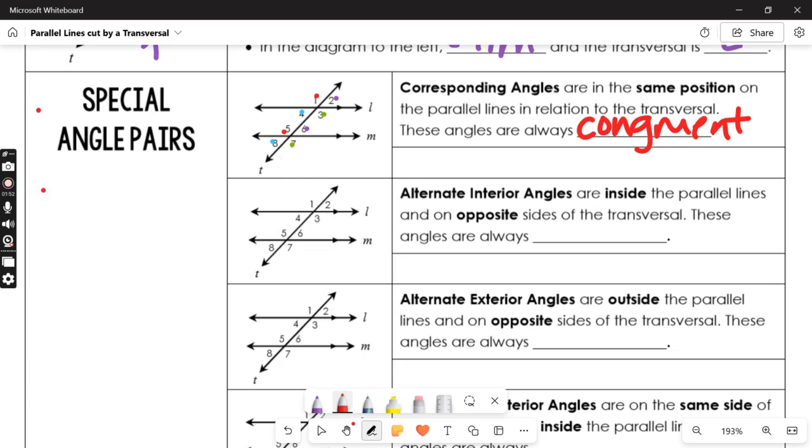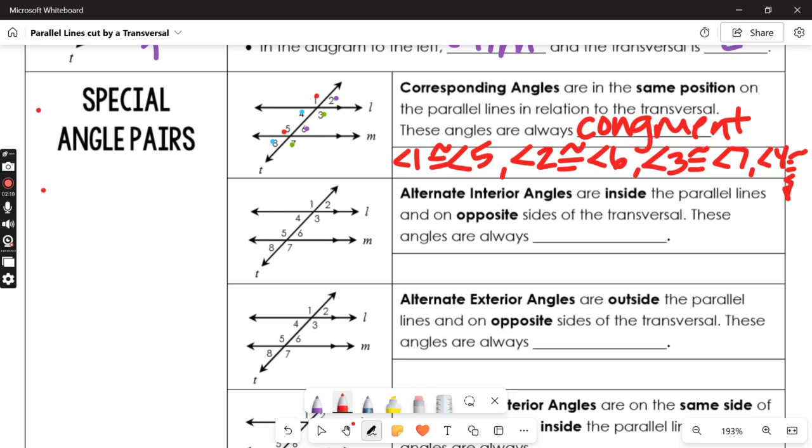So the way that you would write that out is you could say angle 1 is congruent to angle 5. Angle 2 is congruent to angle 6. Angle 3 is congruent to angle 7. And then angle 4 is congruent to angle 8. I'm out of space over there, but I've marked them in color so that you can see which ones go together.